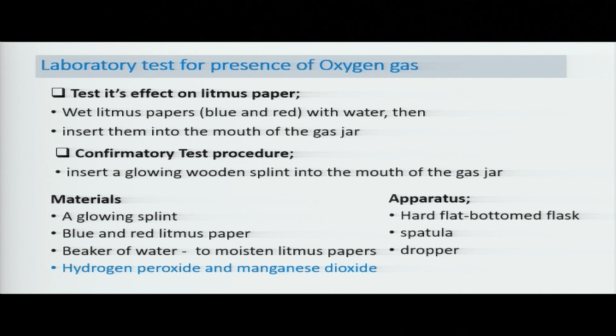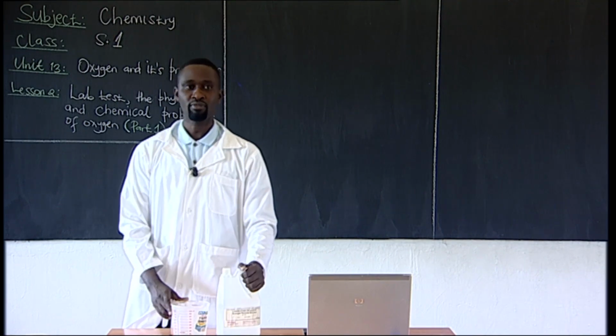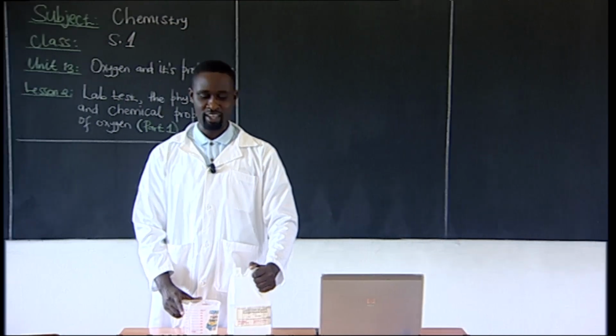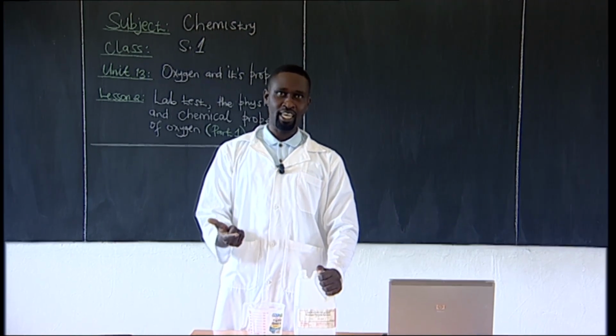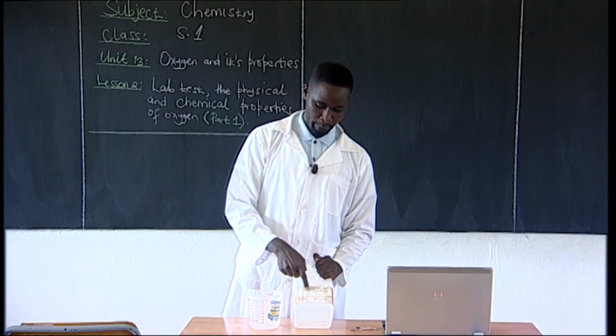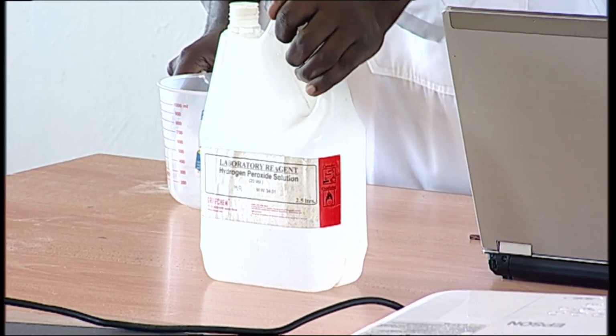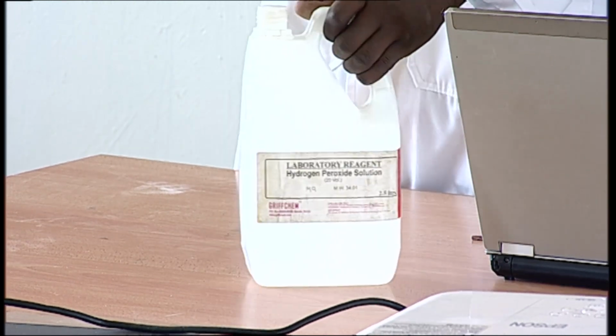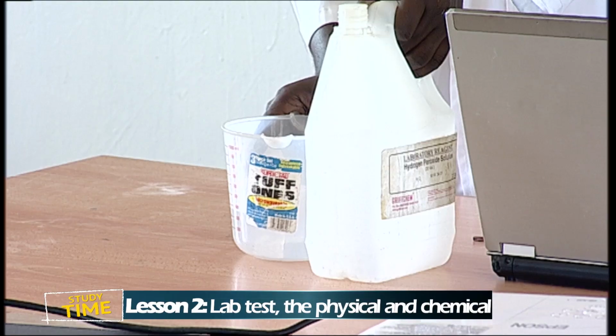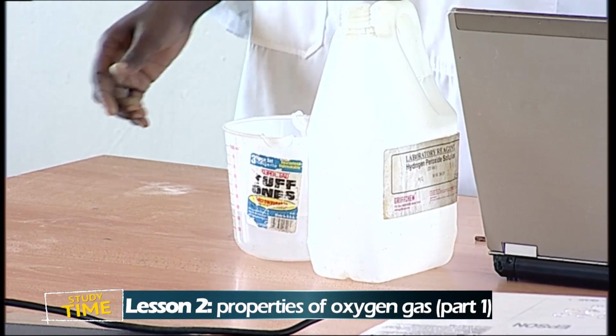The materials, we need a splint. We need the litmus papers, a beaker, and the reagents from which oxygen can come up. Now, we are going to actually carry out these tests together. So, first, as we said, we need hydrogen peroxide. This is hydrogen peroxide that we shall use. We need water. The purpose of water is to moisten the litmus papers.